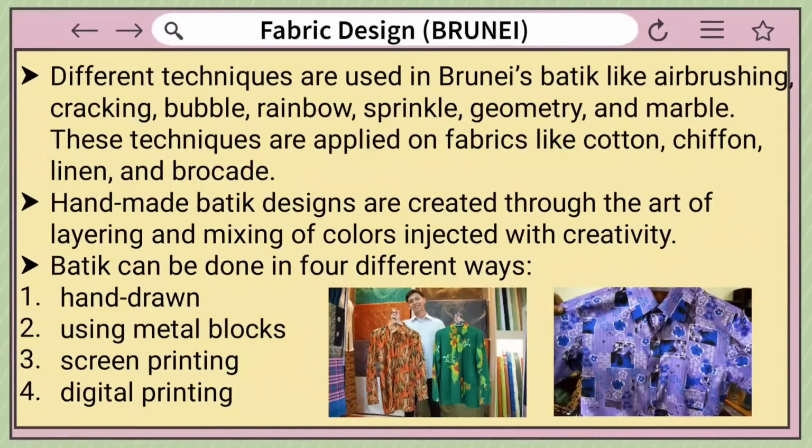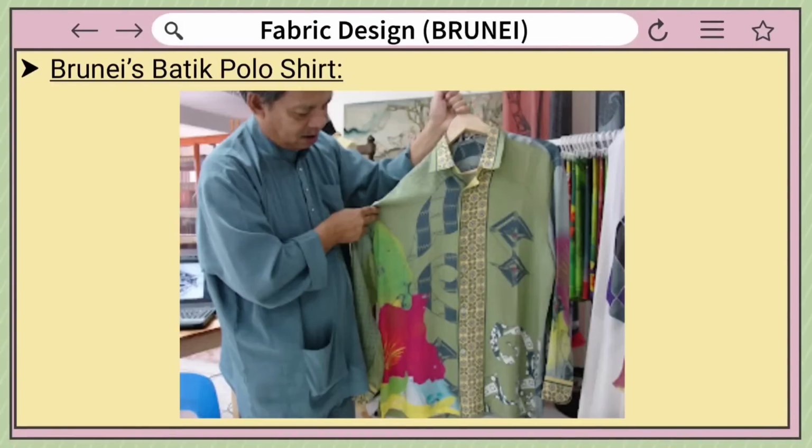Different techniques are used in Brunei's batik like airbrushing, cracking, bubble, rainbow, sprinkle, geometry, and marble. These techniques are applied on fabrics like cotton, chiffon, linen, and brocade. Handmade batik designs are created through the art of layering and mixing of colors injected with creativity. Batik can be done in 4 different ways. The first one is hand-drawn. The second one is using metal blocks. The third one is screen printing. And the last one is digital printing. This is an example of Brunei's batik polo shirt.